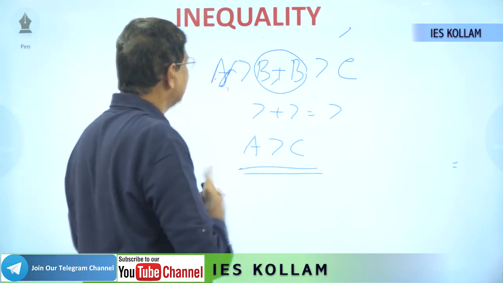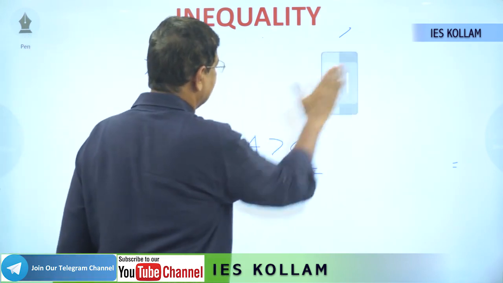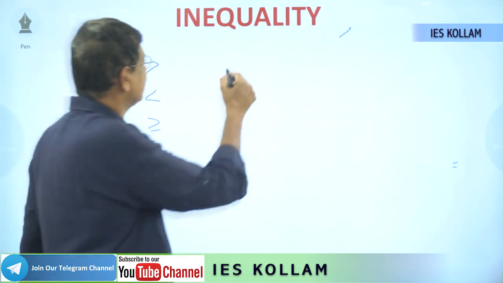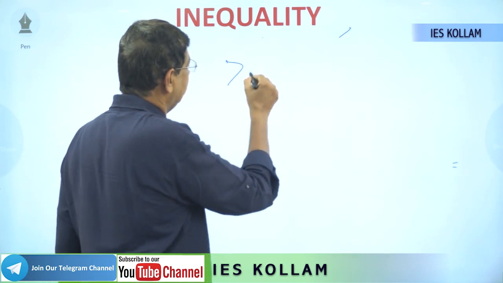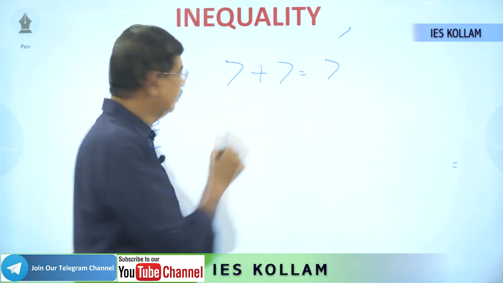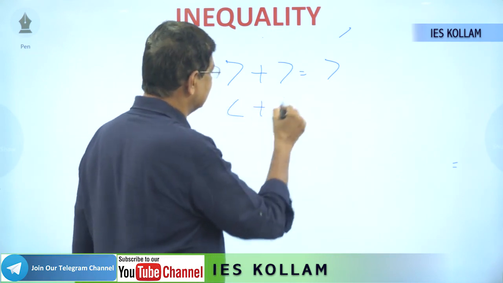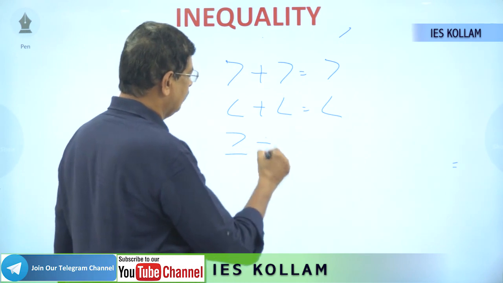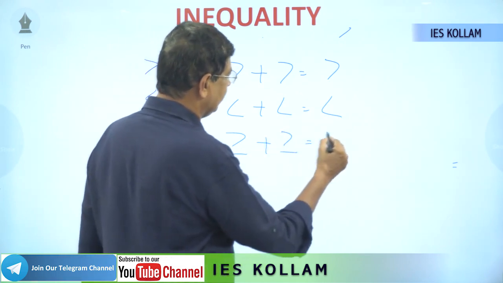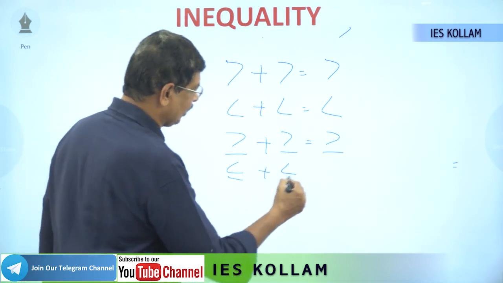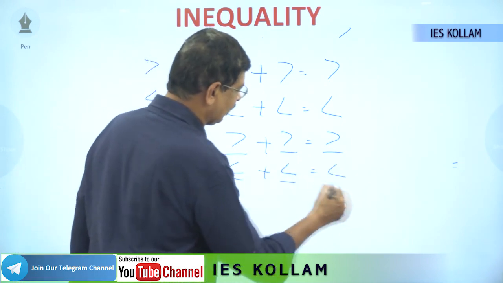Then the combination results we can study. After that, we can combine and find the combination results. First combination result: greater than plus greater than, what will be? Only greater than. Less than plus less than, less than. Greater than or equal to plus greater than or equal to, the resultant will be greater than or equal to. Less than or equal to plus less than or equal to, the resultant will be less than or equal to.